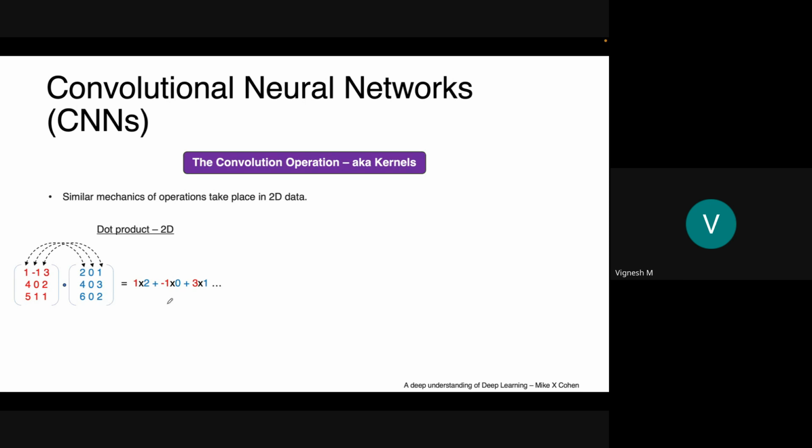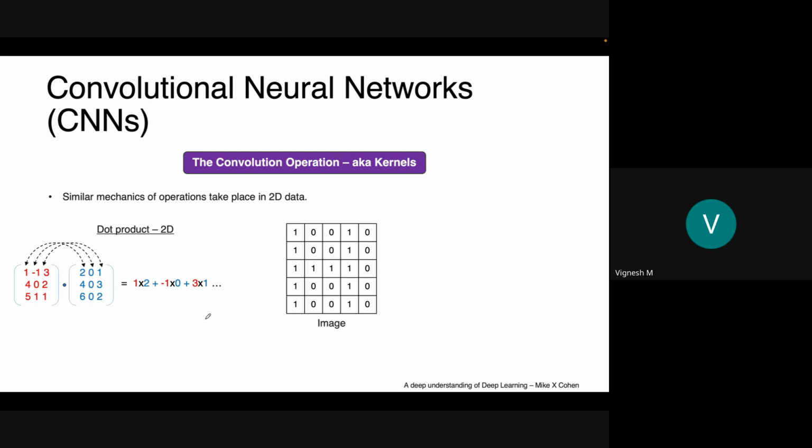Let's take a very simple example. This is my image. This image is just pixel intensities of zeros and ones. If I look at this image, it is an image of an H. So there is an H here. These are all ones, and this is all zeros. That's what that is.